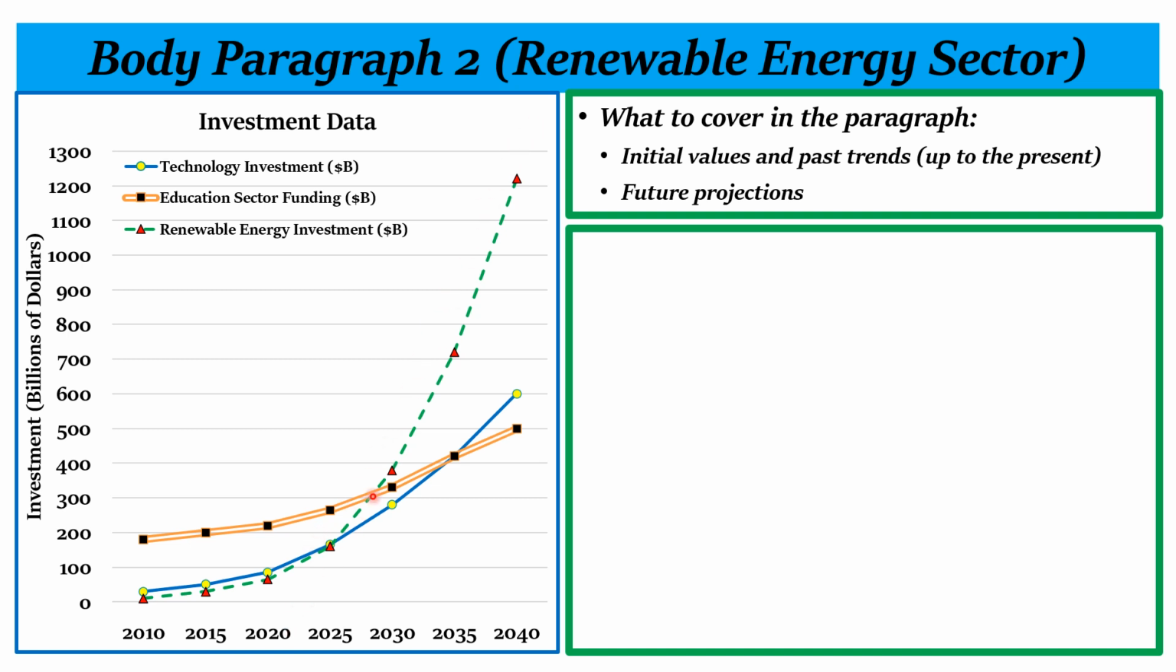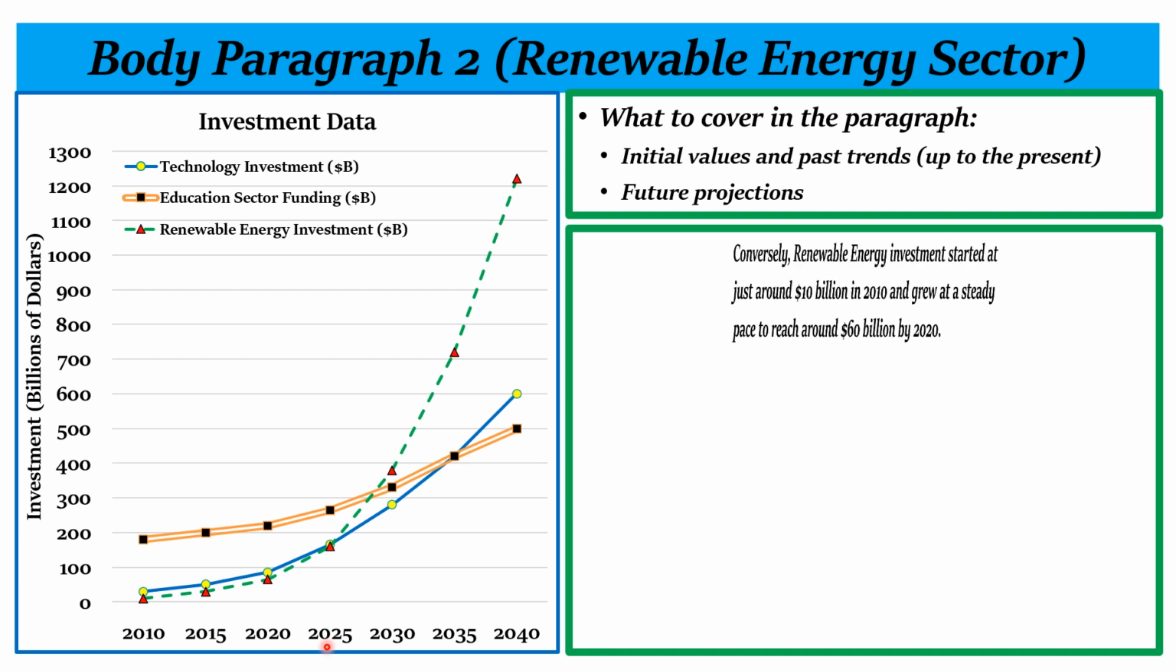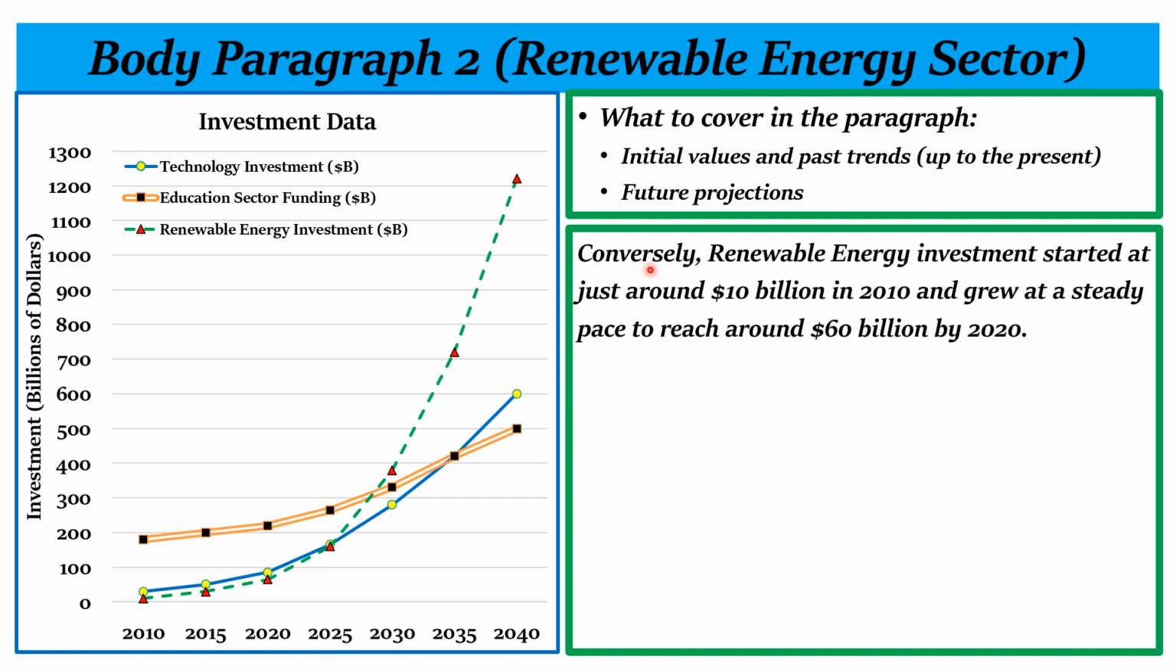To introduce this contrast, we can start the paragraph with a transition word, such as conversely or in contrast. For example, we can say, conversely, renewable energy investment started at just around $10 billion in 2010 and grew at a steady pace to reach around $60 billion by 2020.